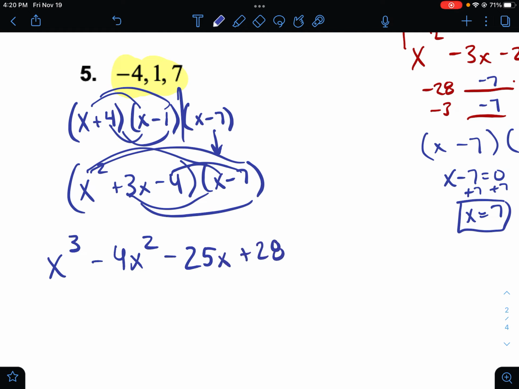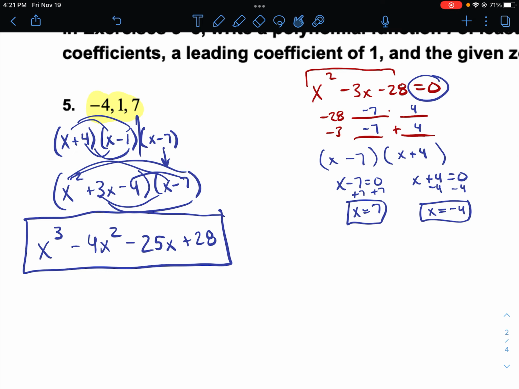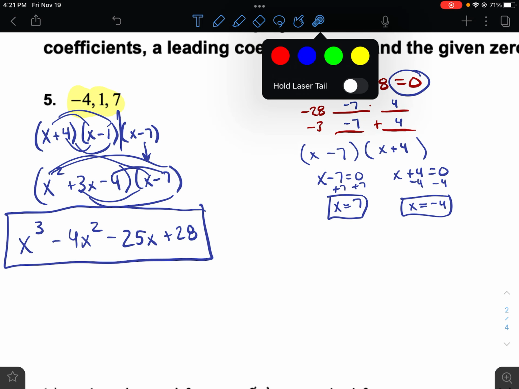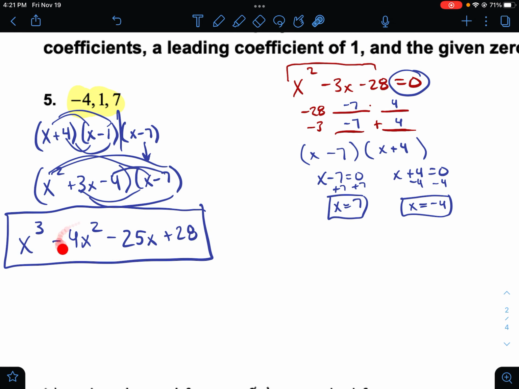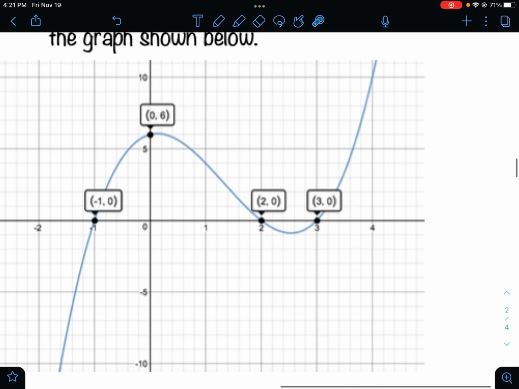So when you multiply those all out and then combine like terms, you end up with a polynomial function. So what this is saying is that this polynomial, if you were to solve it, you would get the solutions -4, 1, and 7. So again, to recap, you just take your solutions, put them in factored form by just flipping the signs, multiply everything out, combine like terms, and then you'll end up with a function. The same thing can be done with a graph too.